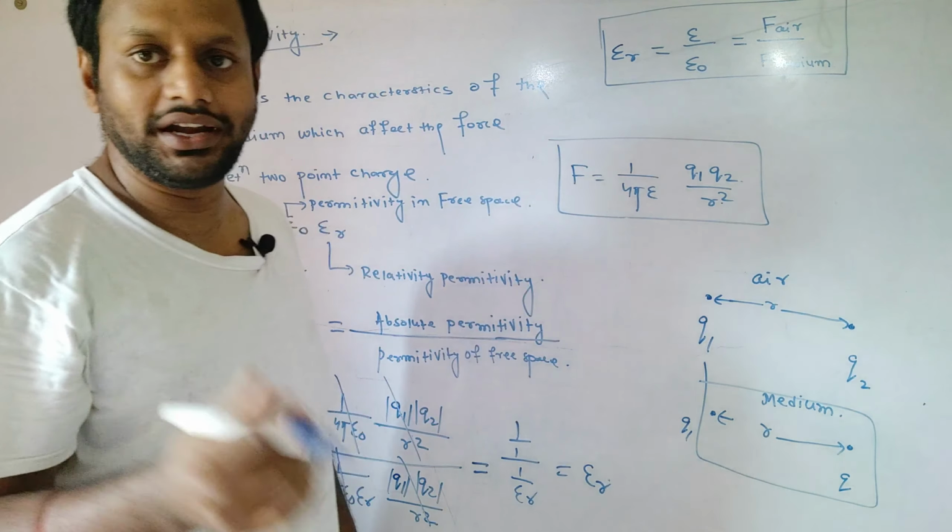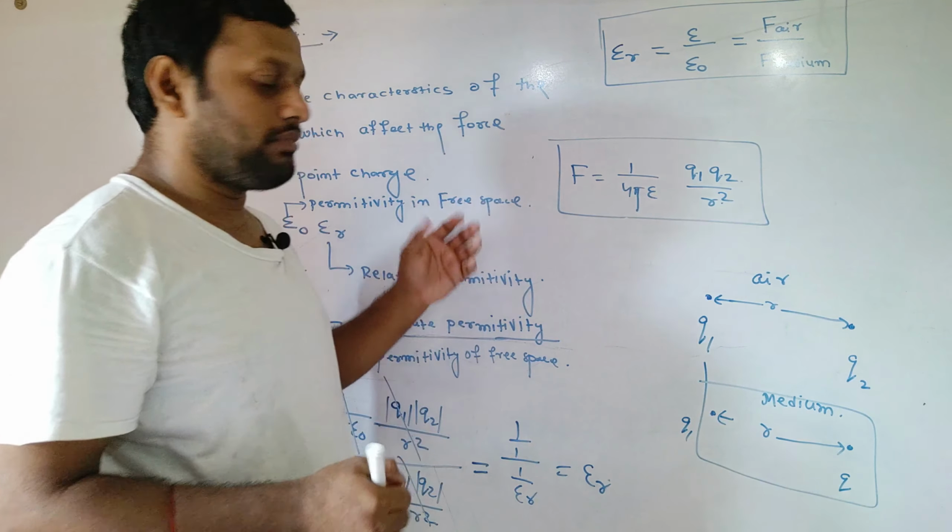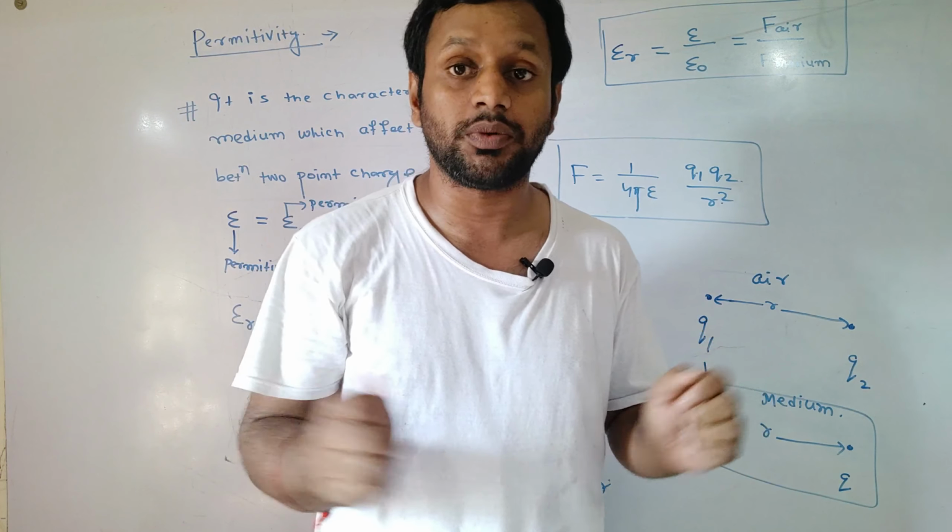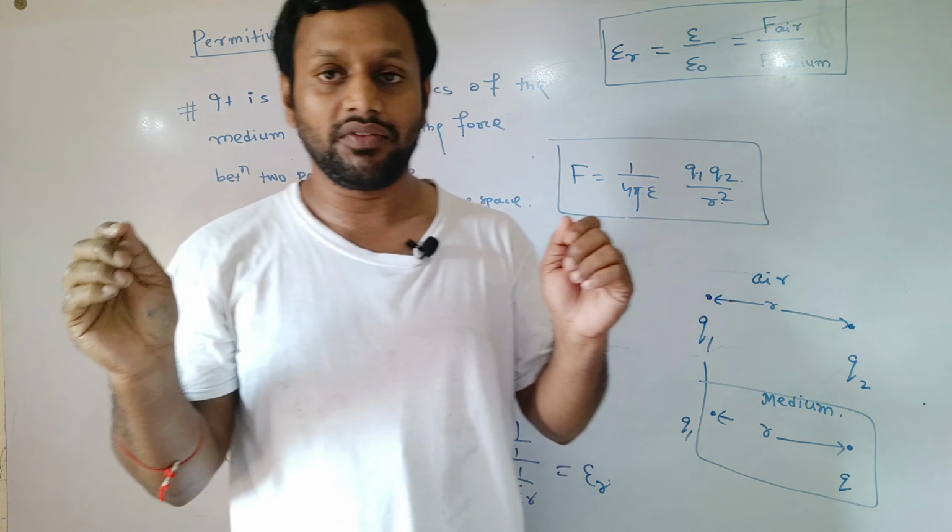Again, it is simply a number. It is a relative term. So how can you understand the concept of relative permittivity? Just I am giving an example.